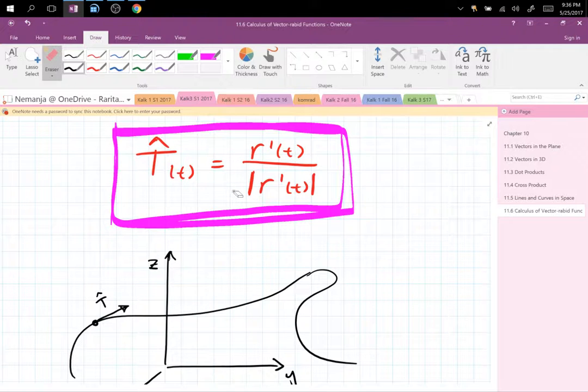Now the unit tangent vector in space shows the direction in which the object is moving. That's the direction in which the velocity is pointing at all times, except we are scaling it down to 1 and have it as a unit tangent vector.